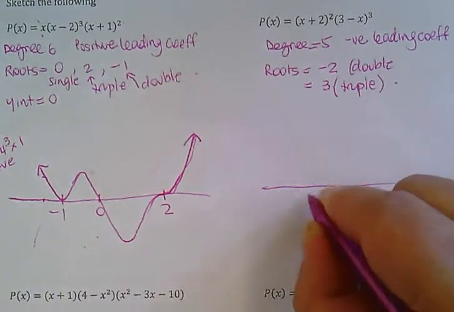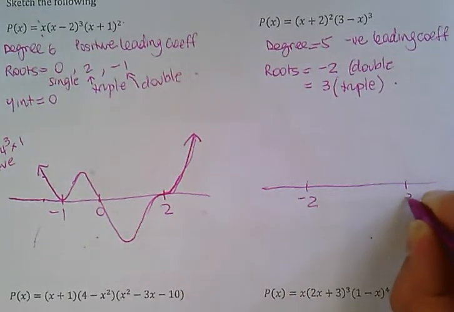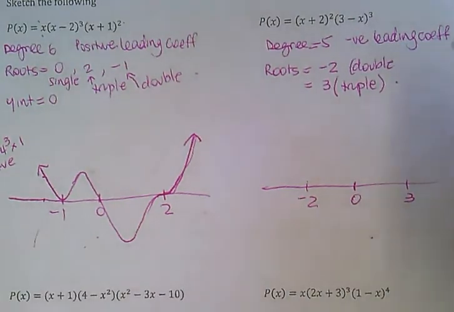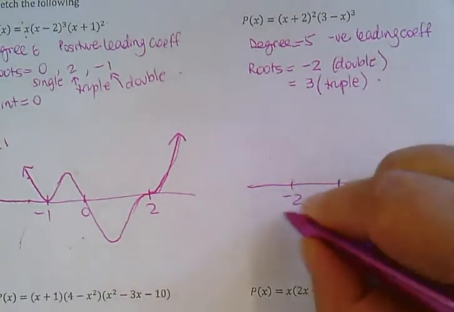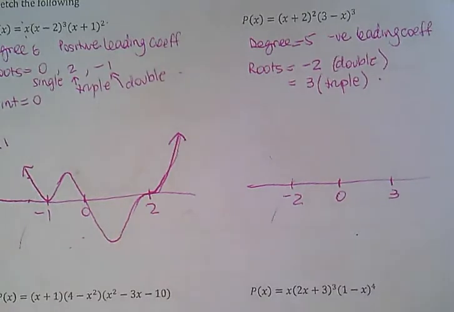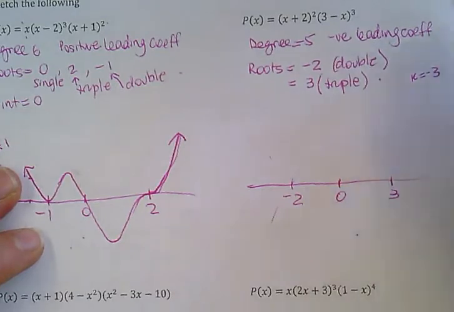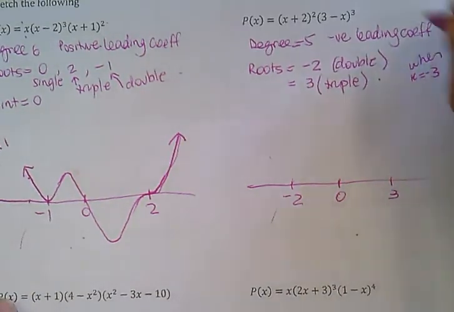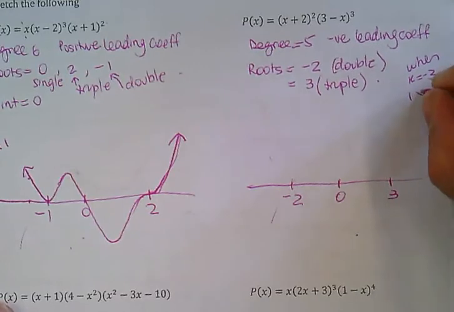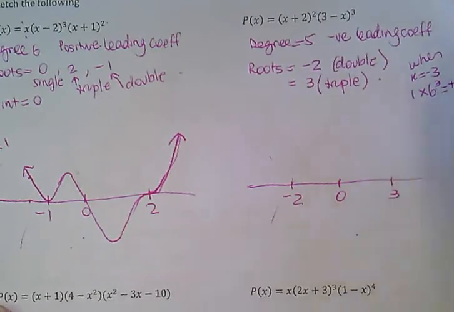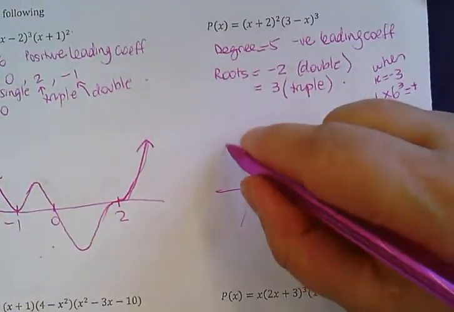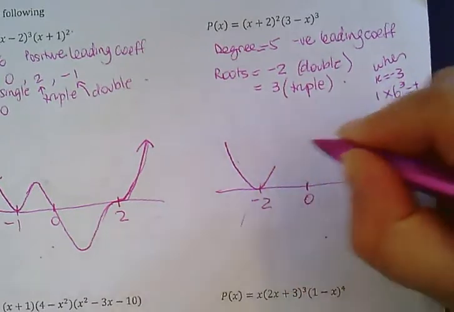Okay, so we put -2 and 3 on the number line. You can put 0 in there somewhere if we want to work out the y-intercept. But we've got a double root at -2. It's either going to bounce up or bounce down. If you're not sure of the shape, let's just substitute x is -3. So when x is -3, what do we get? You get -1 squared, which is 1, and you get 6 cubed, which is positive. You get positive when x is -3. So it does bounce up for the double root.